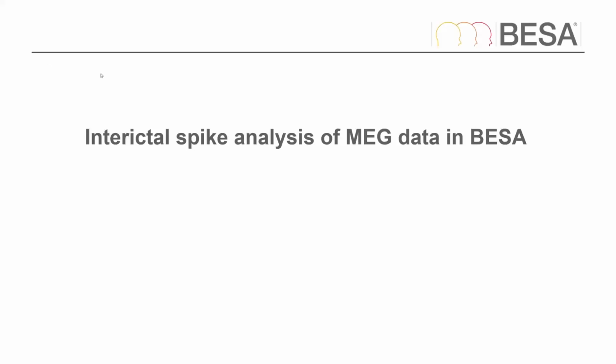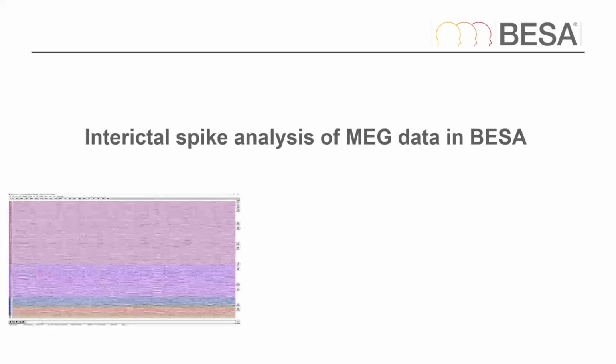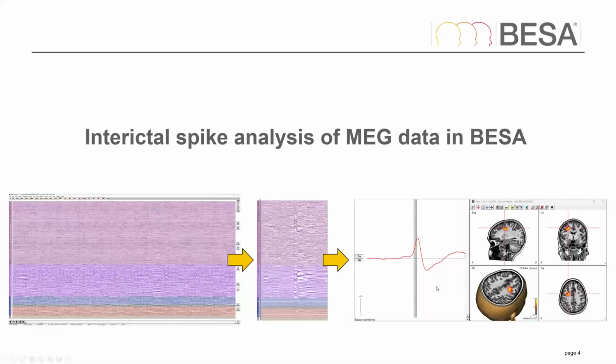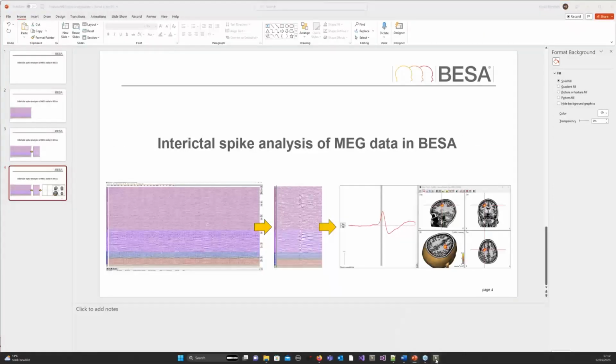Today, I would like to talk you through some interictal spike analysis of MEG data in BESA and show you how we can get from this situation, a raw data set, to averaging the events of interest to actually finding out where the sources in the brain are located. So let's have a look at the raw data first.